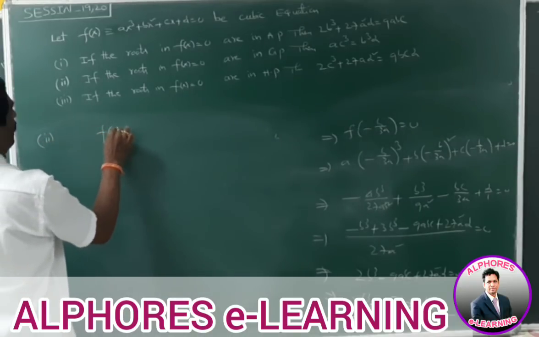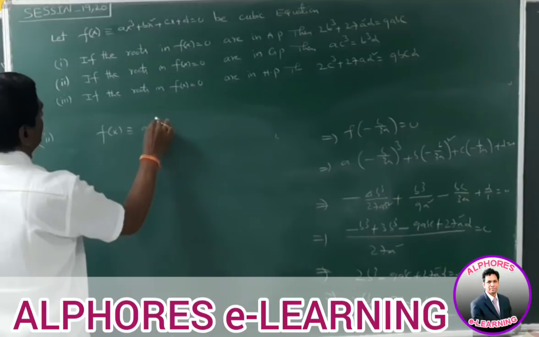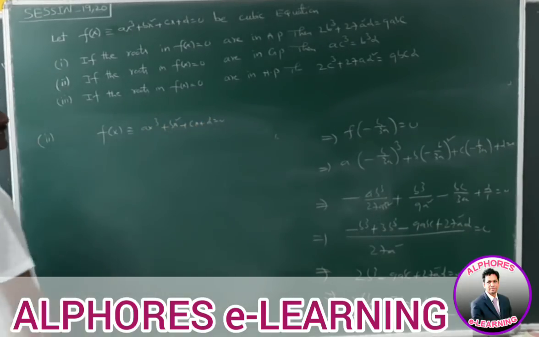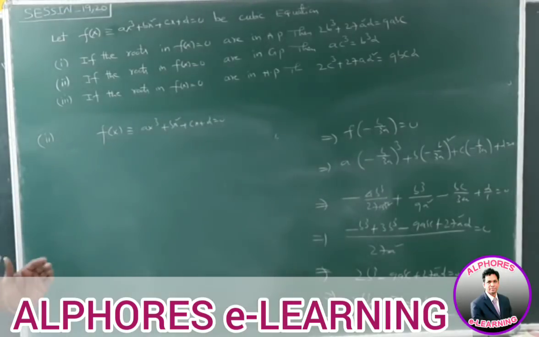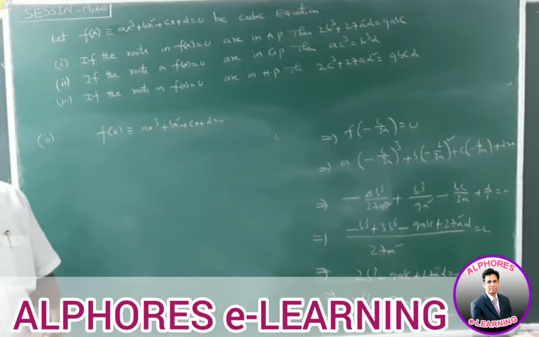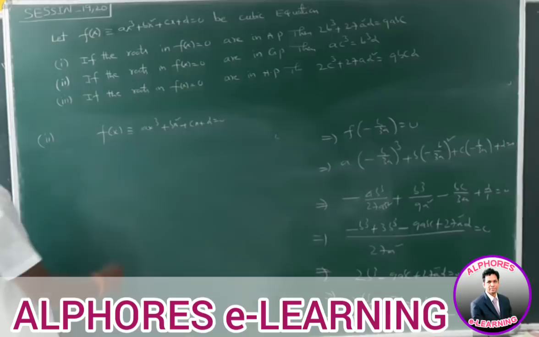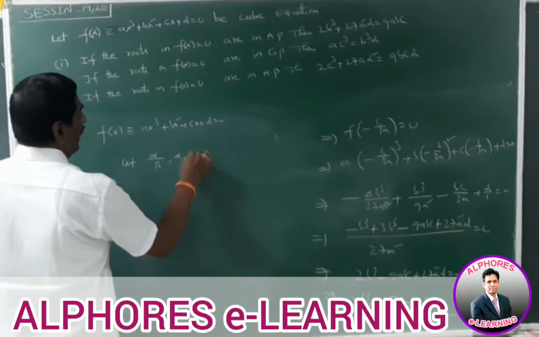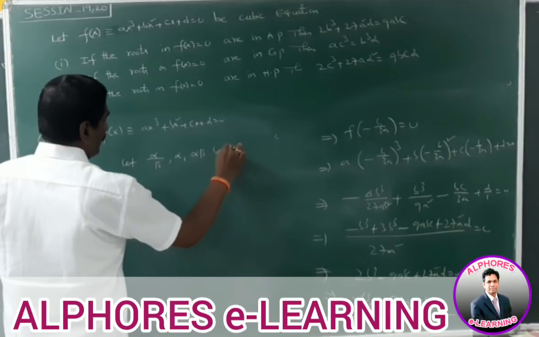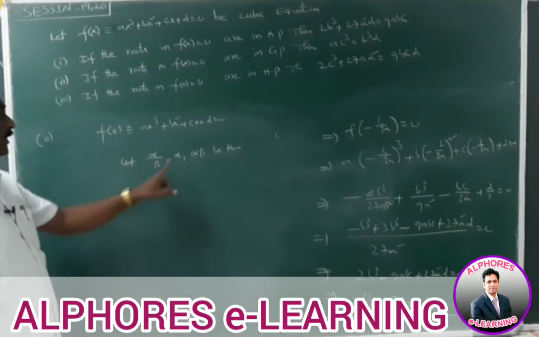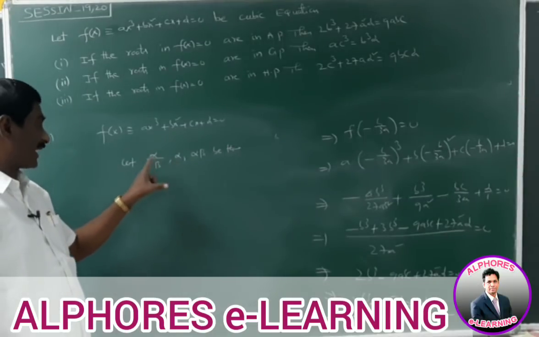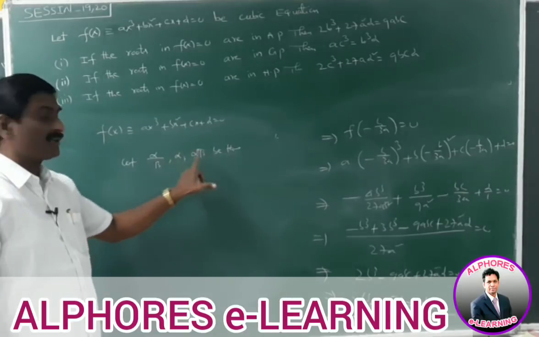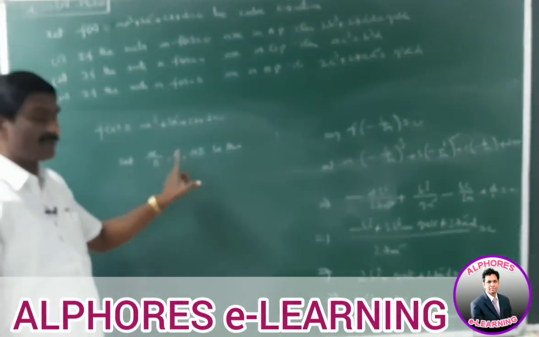Here f of x is equal to ax cube plus bx square plus cx plus d is equal to 0. In this case, the roots are in GP. GP means a, ar, ar square, and so on. These are in GP. Let alpha by beta, alpha, alpha beta be the roots of this equation. Here T2 by T1 is equal to beta, T3 by T2 is equal to beta. These are in GP. The roots are in GP.